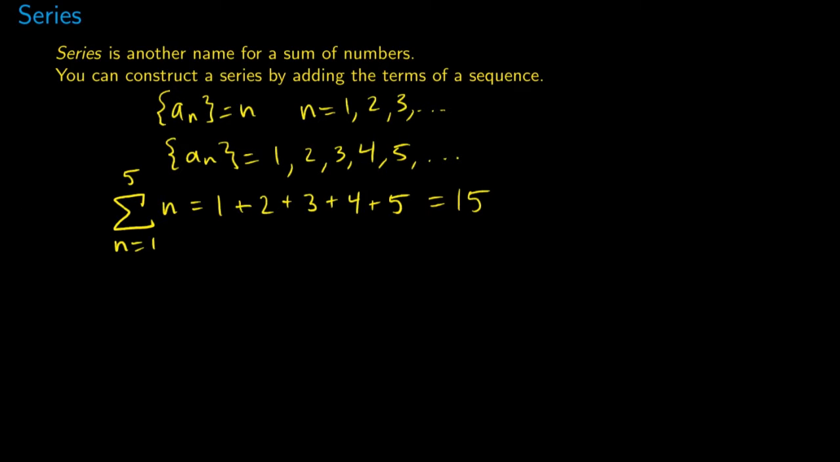We also, in Calc 2, are going to use a lot of infinite series, where we study the sum of an infinite number of terms, and that might look like the sum from n equals 1 to infinity of n. And that's 1 plus 2 plus 3 plus 4 plus 5, but it doesn't stop. It just keeps going on forever. Okay? Unfortunately, we can't sum an infinite number of terms the same way we can a finite number of terms, so we'll have to study them a little bit differently than finite series.